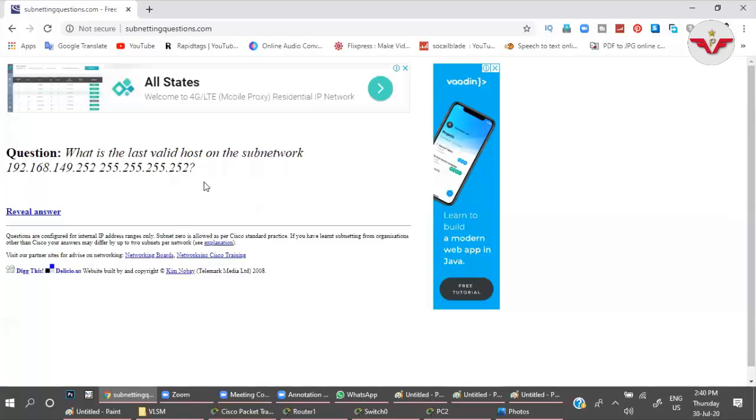When I was doing this practice in like 2010 or 11, my best time to practice for subnetting was in my washroom. Just sit idle for 10 to 15 minutes, 20 minutes, look at your mobile, start calculating. Okay.